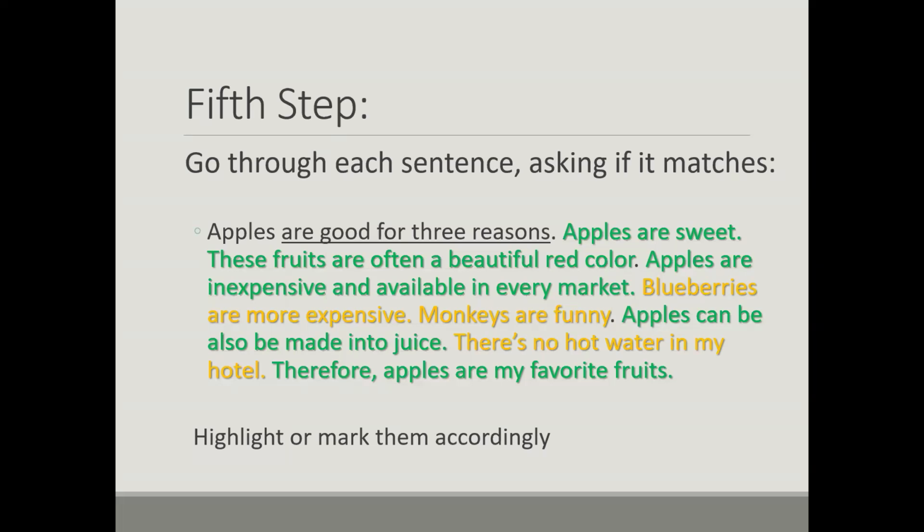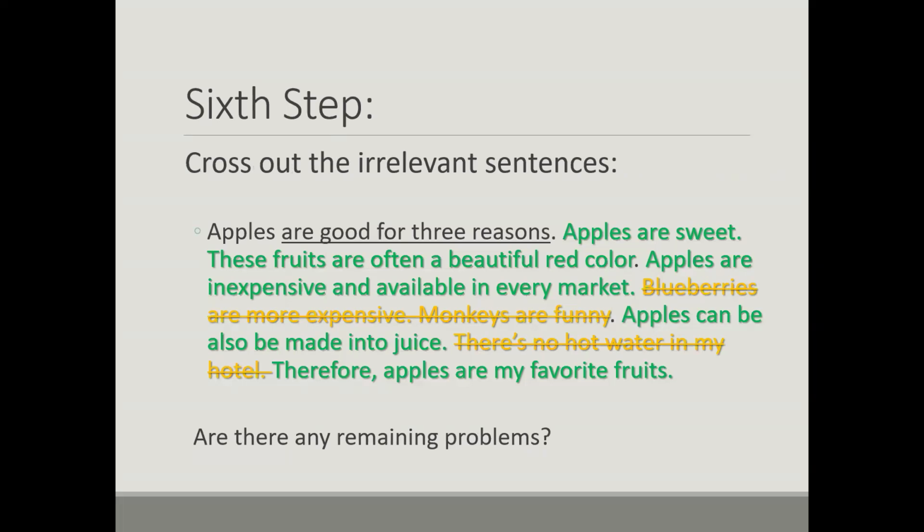So apples are good for 3 reasons. Apples are sweet. Does that match? Yes. These fruits are often a beautiful red color. Does it match? Yes. And so on. Blueberries are more expensive. No. Monkeys are funny. Clearly not, right? So you mark off each sentence which matches the controlling idea and mark the ones that do not match the controlling idea. So you cross out the irrelevant sentences.